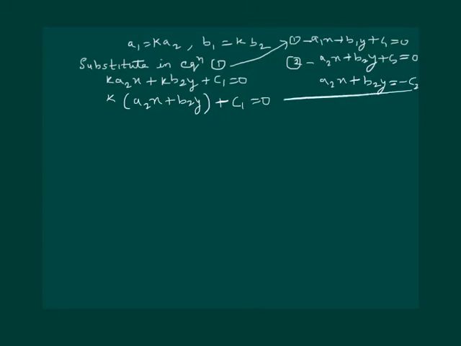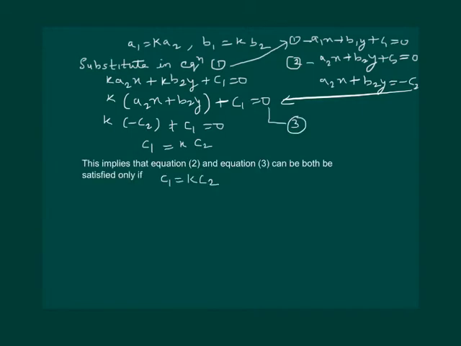So let us substitute here. We get k times minus C2 plus C1 equal to 0, or C1 equal to k times C2. From this we can infer that equation 2 and equation 3 can both be satisfied only if C1 equal to k times C2.